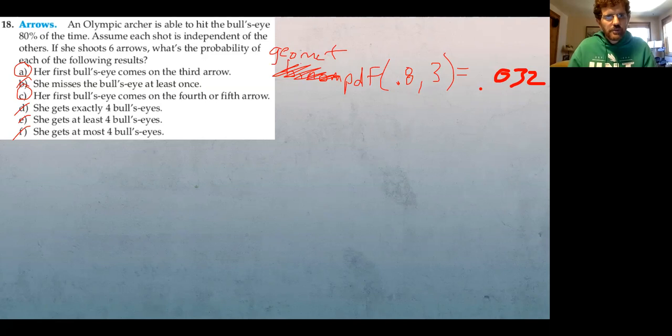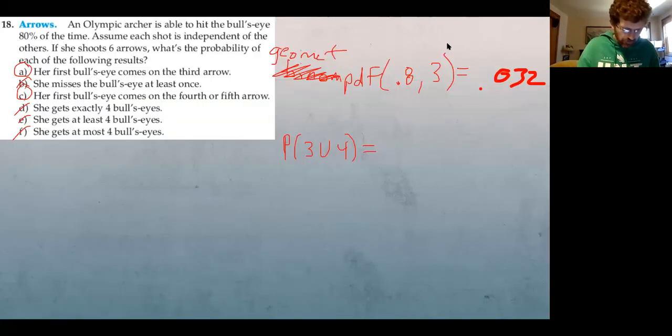So keeping that in mind, I'm just going to put the probability of 3 or 4 right here, and I'm going to let you guys calculate that. And I screwed up. We're looking at this one, 4th or 5th, not 3rd or 4th. I'll change that.